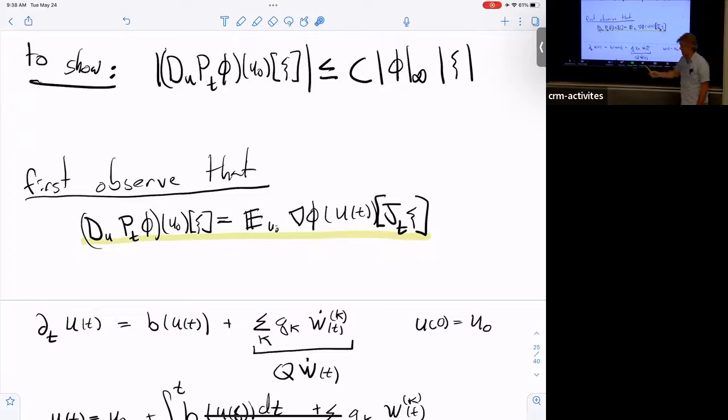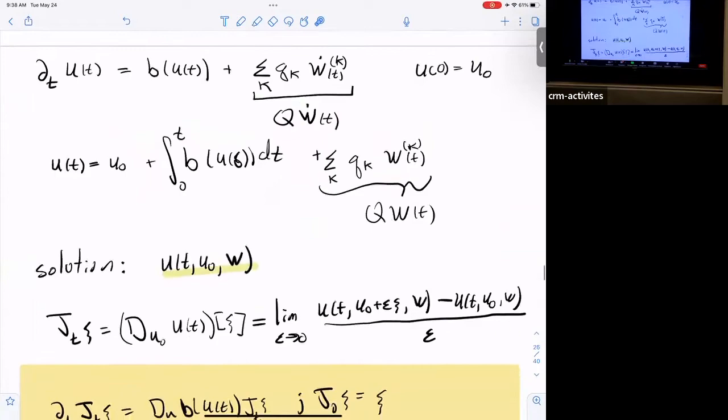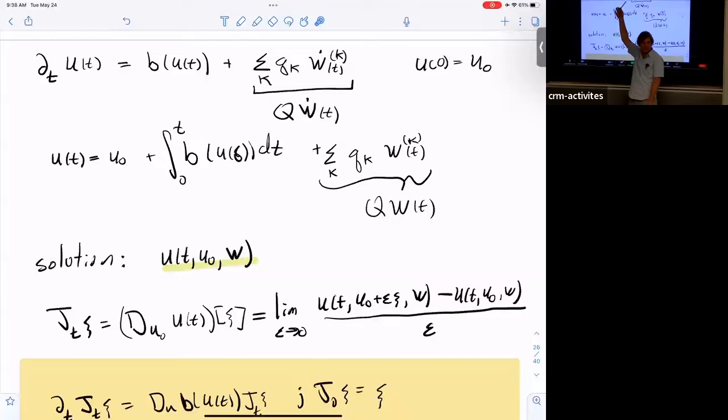And what do I mean by this linearization? Well, let's just go ahead and write some equation here. We're going to proceed kind of formally, assuming you can make sense of everything that I say. If I write that, it's just notation for an integral equation, right? So I write out the integral formulation. And now the solution is a function of time, sure enough, but it's also a function of the initial data and the W that I put in, right?